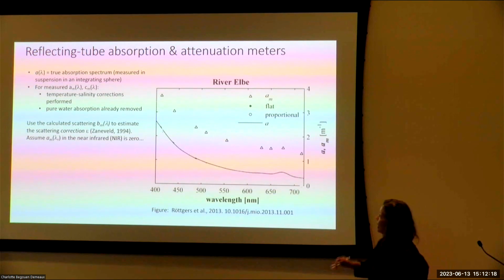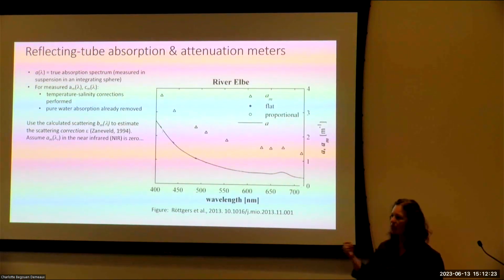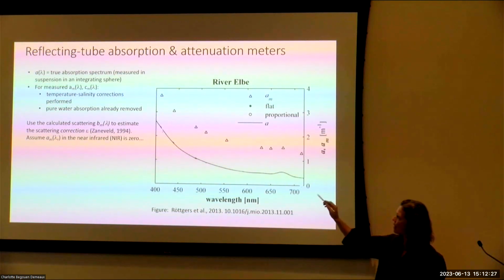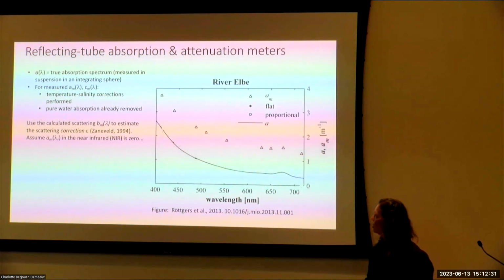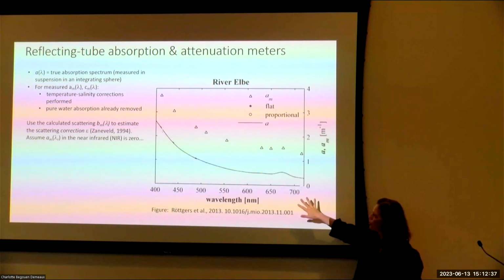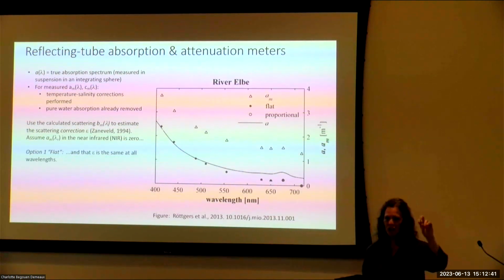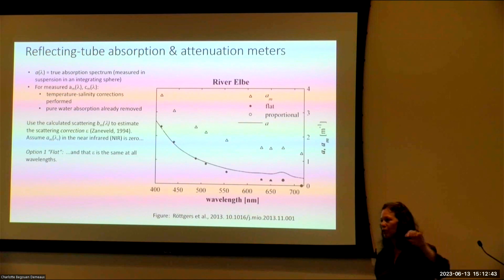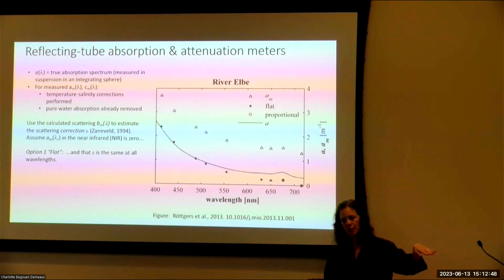We take the calculated scattering, the difference between measured C and A, and we use that to estimate the scattering correction. We use epsilon, which is also a function of wavelength, and assume that the true absorption is 0. Option 1 is called the flat scattering method, where we just assume that the scattered light that's lost is spectrally flat.